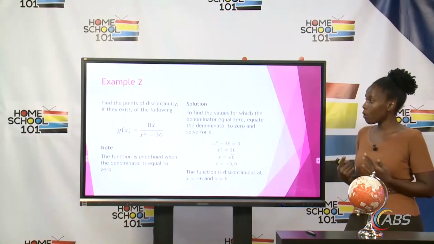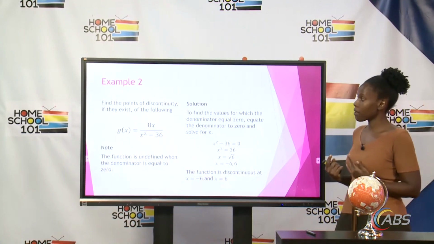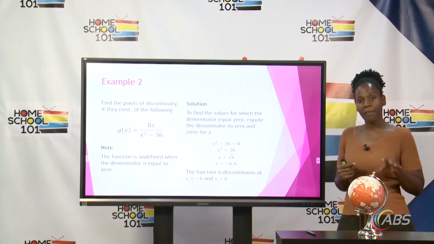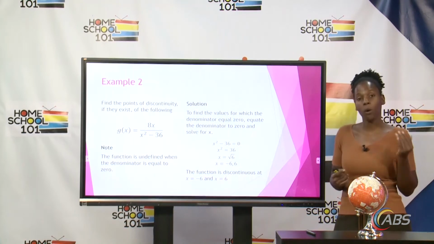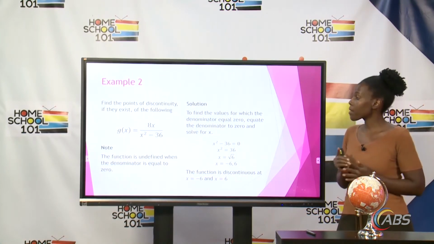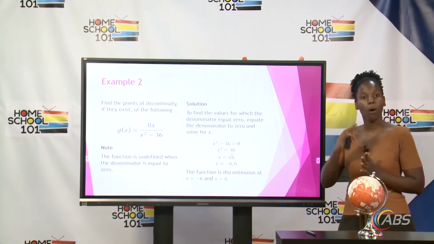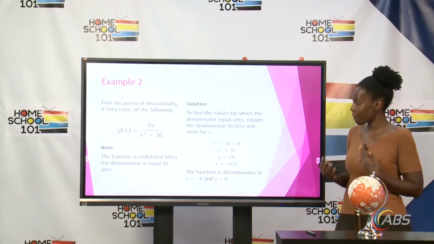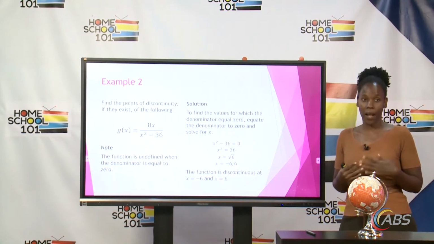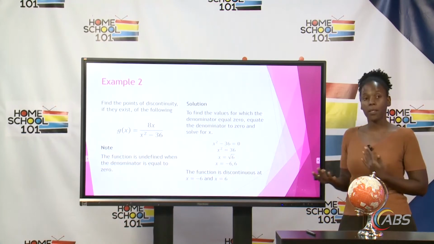A key thing to note, once we're dealing with points of discontinuity, once we have a linear function, it will always be continuous. Because once we substitute a value, we will always get an output. Once we have a fraction, then we would need to evaluate and to find the points of discontinuity.